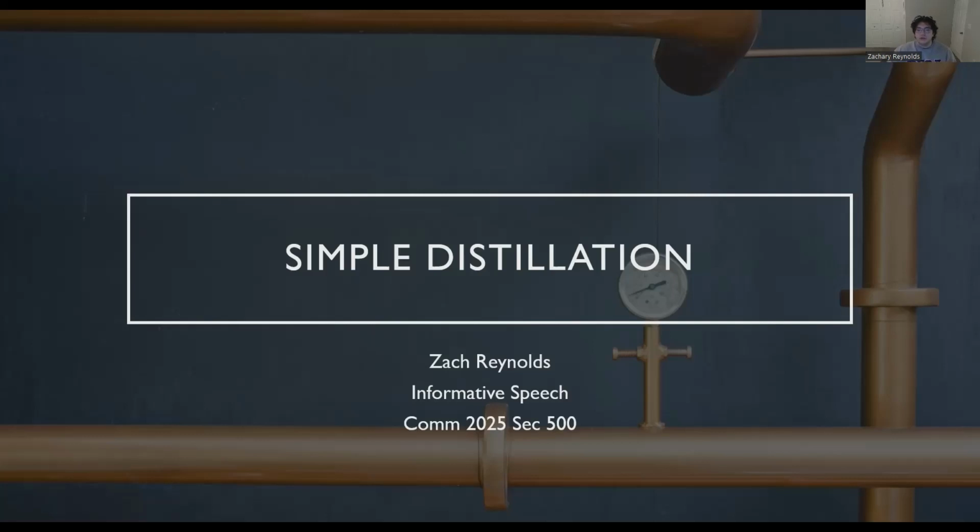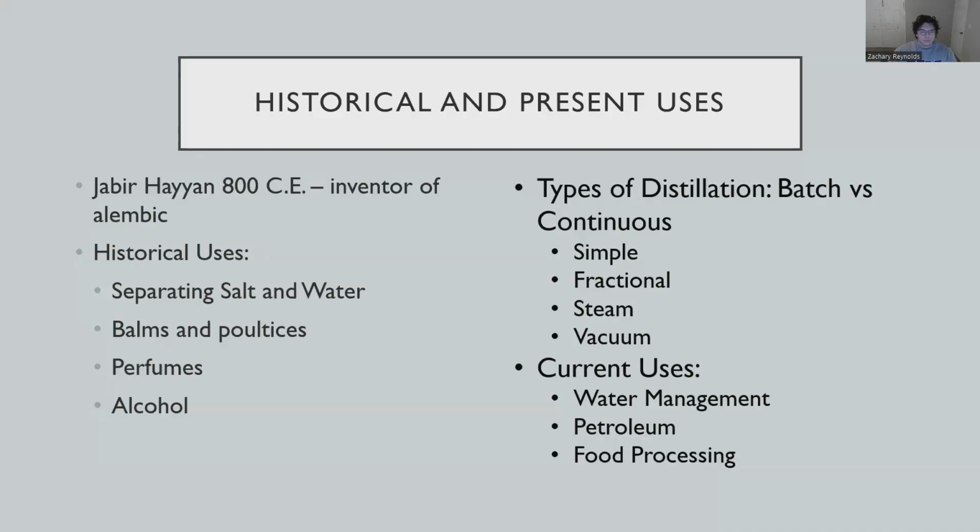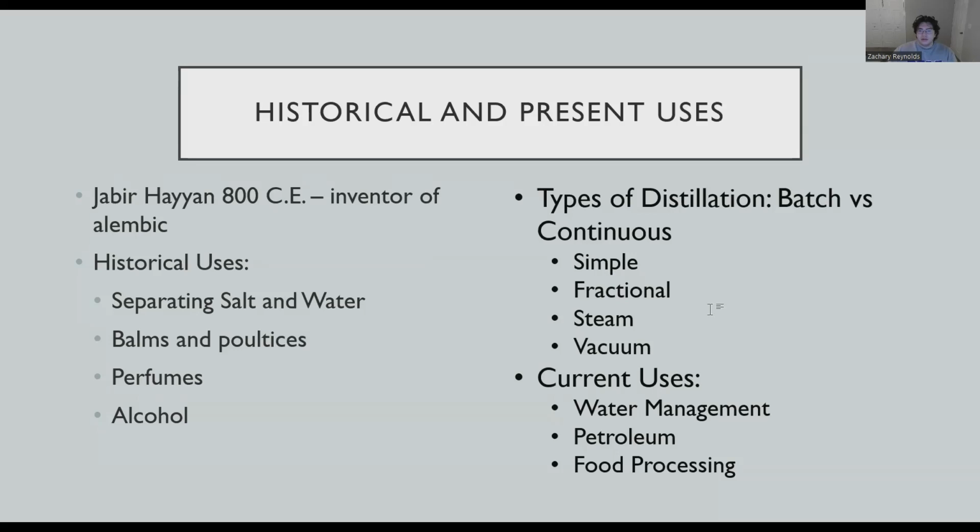All right, so distillation has been used throughout history to help spur scientific and medical advances. The current status of distillation is credited to Jabir Hayyan in approximately 800 CE, but distillation has been around for a while before that. We just never really had a process. From its conception, it was used for separating salt and water, for creating bombs and poultices, for medicinal purposes, perfumes, and a little bit later in history, it was used for alcohol.